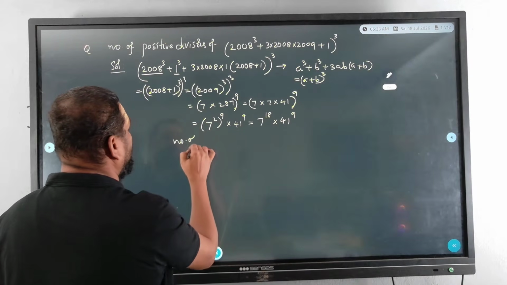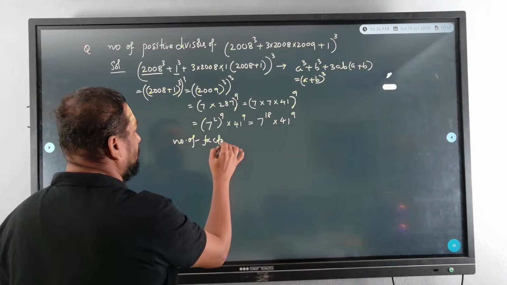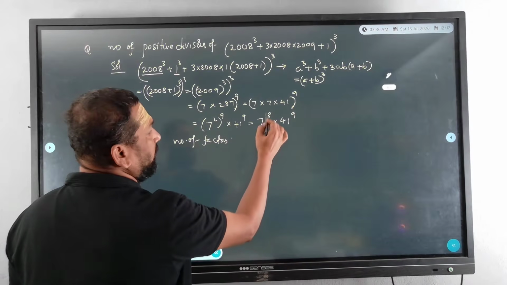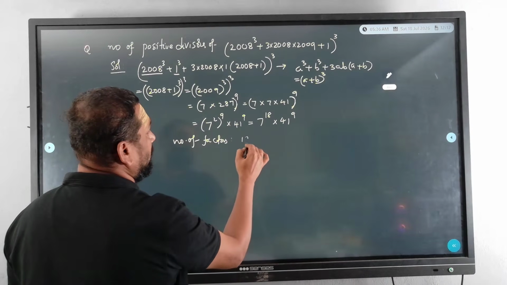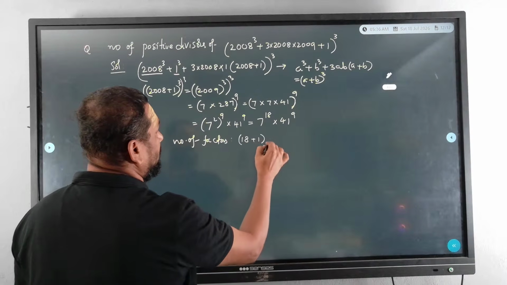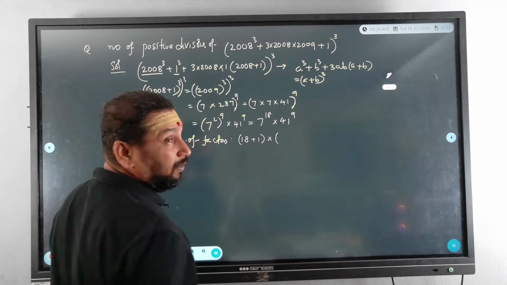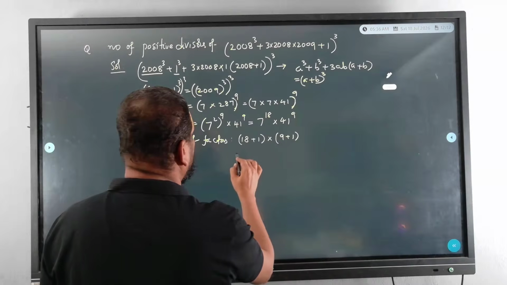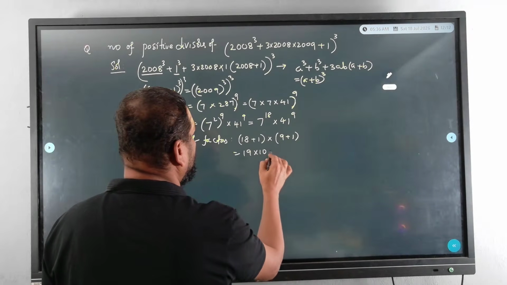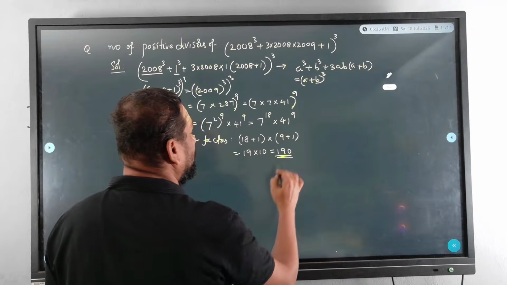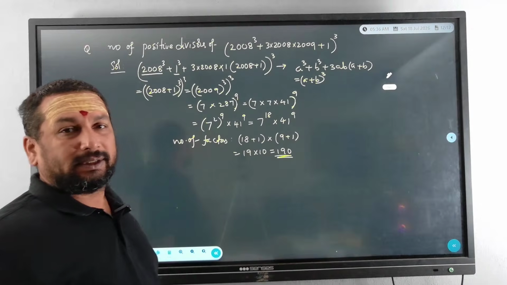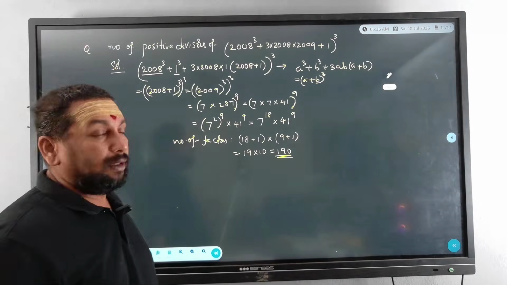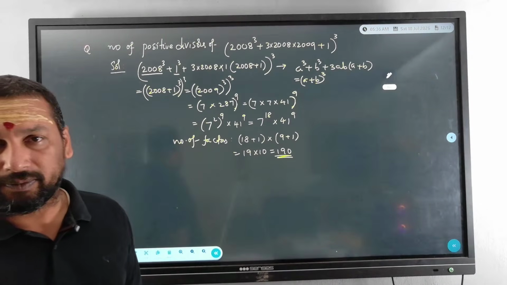So what is the number of factors formula? You know, number of factors: prime power alpha 1, so alpha 1 plus 1 times prime power alpha 2, that is alpha 2 plus 1. So 19 into 10. So there will be 190 factors. Okay, do it all of you.